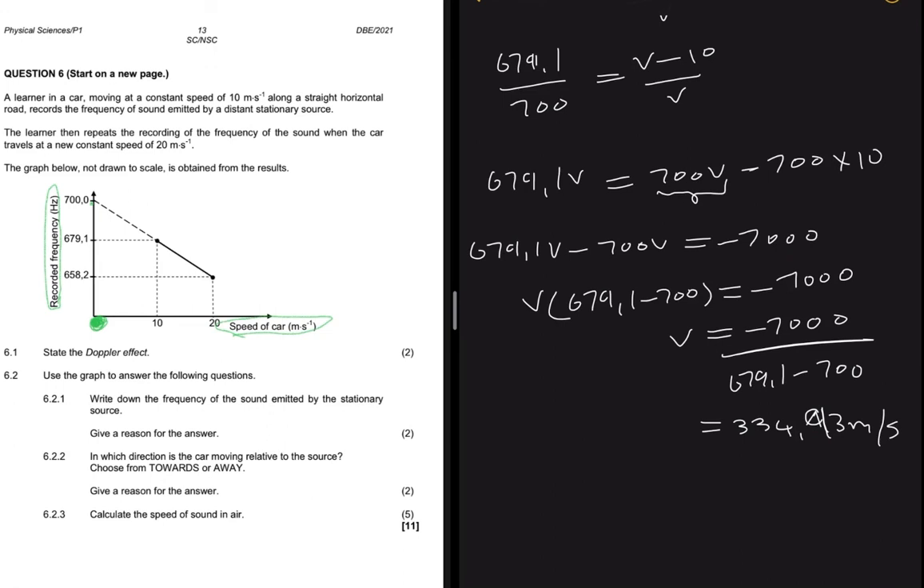So what I'll ask you guys to do is to use the other point, when the velocity is 20 meters per second, and see if you get the same thing.